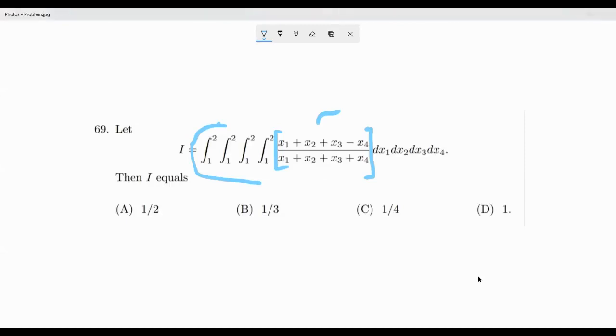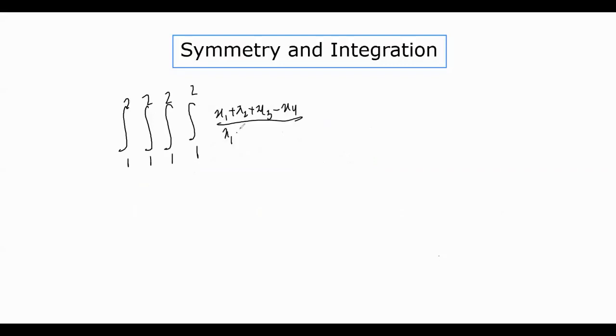Let's first write down the problem. The problem is the integration from 1 to 2, 1 to 2, 1 to 2, 1 to 2, of x1 plus x2 plus x3 minus x4 by x1 plus x2 plus x3 plus x4, dx1 dx2 dx3 dx4. If you have seen this, the first thing you should feel is, why isn't this a plus? That's a natural thing I felt when I first saw the problem. But here we will see something really beautiful.